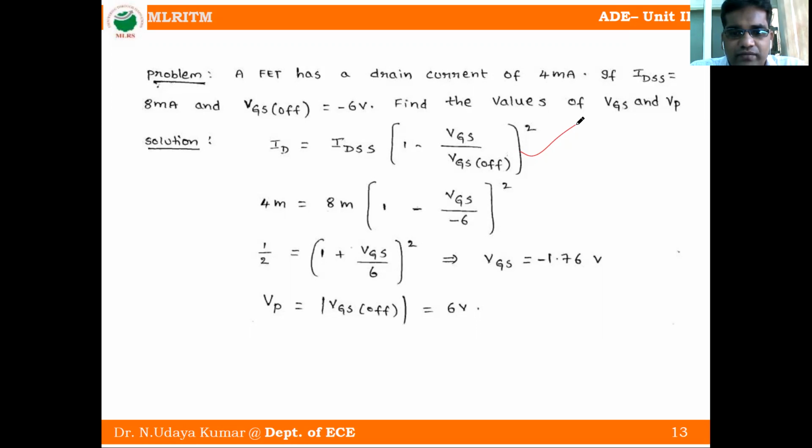So from these equations, we calculate VGS is equal to minus 1.76 volts. So what do you mean by VP? VP is equal to modulus of VGS(off). That means it is 6 volts.